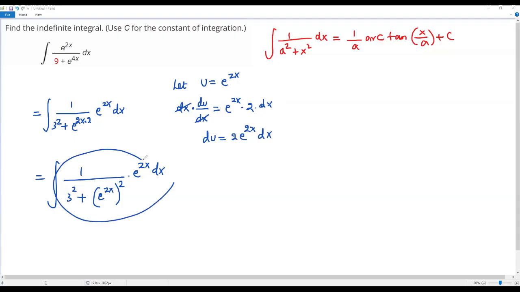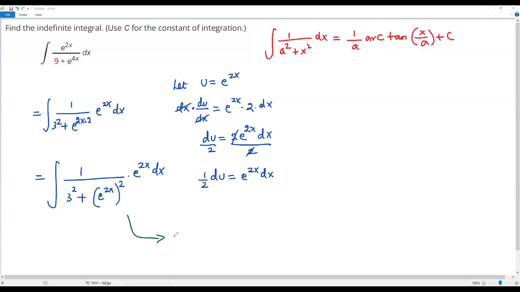When I consider the integration over here, here we have e to the power of 2x dx. Here also we have e to the power of 2x dx, but there is 2 multiplied over here. To get rid of this 2, I divide both sides of this equation by 2, then this 2 will cancel out. Then this du over 2 can be written as 1 over 2 times du equals e to the power of 2x times dx. Now let me go back to the integration, so let me continue over here.